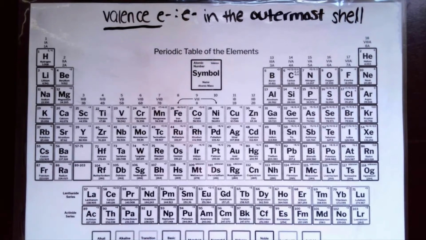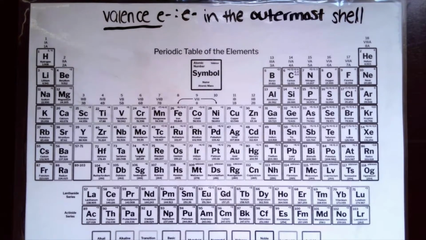In this video, I'm going to show you how you can use the periodic table to provide some information regarding the first two quantum numbers about certain electrons in an element. And I'm also going to show you the basics about writing out electron configurations.